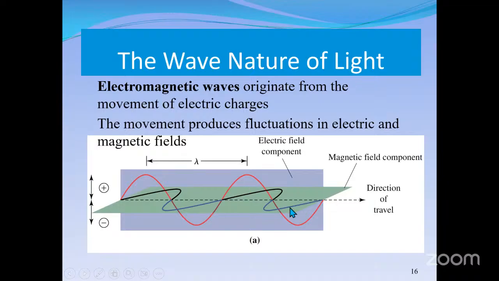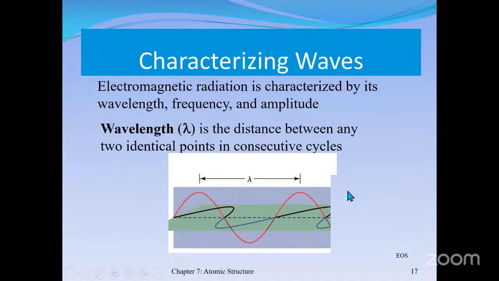So that's basically what makes up all forms of electromagnetic radiation, including the light that our eyes are sensitive to. Okay, so let's talk about the different characteristics of the waveform. The first of which is what is known as the wavelength. The wavelength is the distance between any two identical points in consecutive cycles. In some textbooks, they may say that the wavelength is the distance between two successive peaks or two successive troughs. So that's the wavelength.